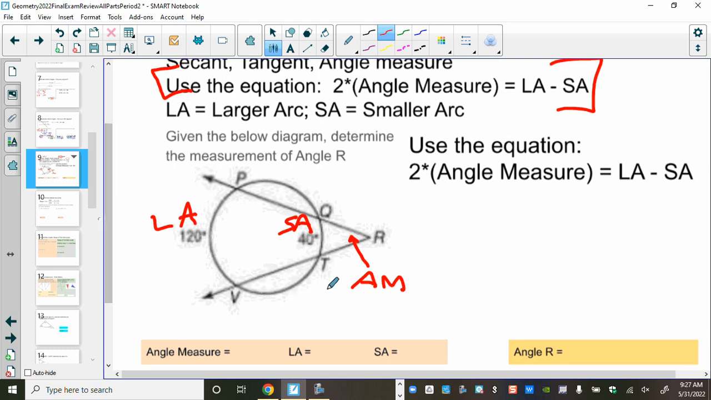Well, here you go. Larger arc, this outside here, the outer ring, they gave it to you, 120. Smaller arc, it's located here. So again, you need to understand where's your larger arc, where's your smaller arc. So it's again, larger arc, smaller arc.